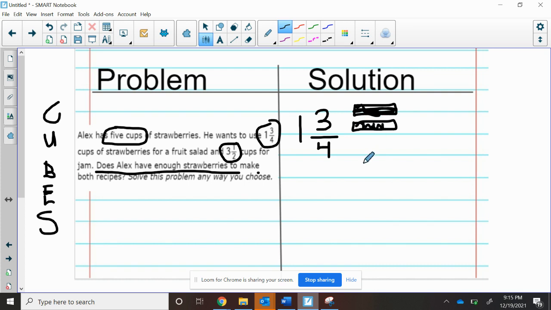So if we're rounding to whole numbers here, I'm thinking, is that going to be closer to 1 or is that going to be closer to 2? If I have 1 whole and 3 out of 4 pieces, that's going to be about 2. About 2. So I'm going to round this to 2. Okay. Now I have 3.5.